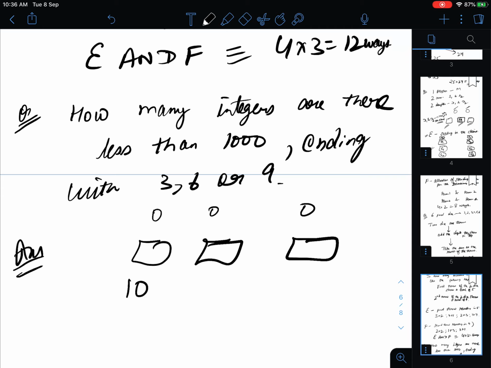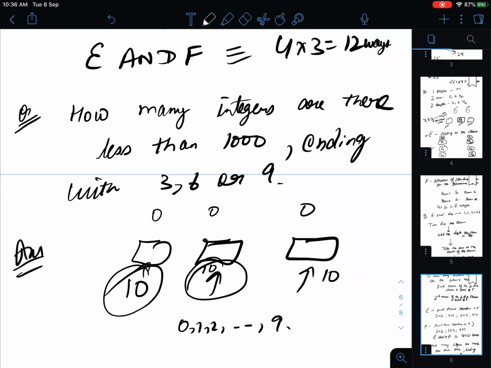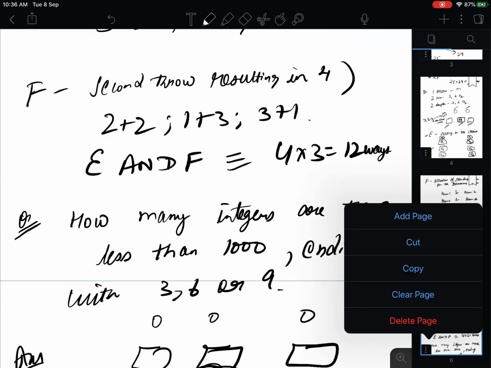Okay, so there are 10 ways to fill the first place, 10 ways to fill the second place and 10 ways to fill the third place, by the digits 0, 1, 2, 3 till 9. Alright. Since we want only those numbers that are ending with 3, 6 or 9, we reason as follows. The first place has all the 10 choices. The second place also has 10 choices, whereas the third place has only 3 choices.